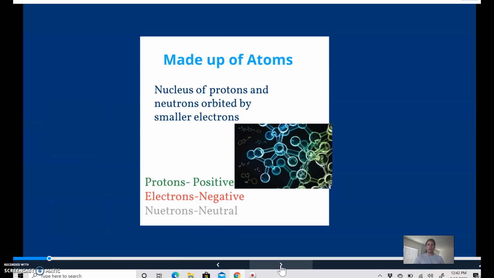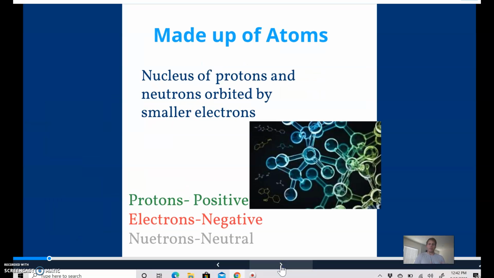So the atoms, which is what the periodic table is made out of, are, much like everything else, made of elements. Now these elements each contain a nucleus of protons and neutrons, which are orbited by smaller electrons. So the protons are positive, the neutrons are neutral, and the electrons are negative.